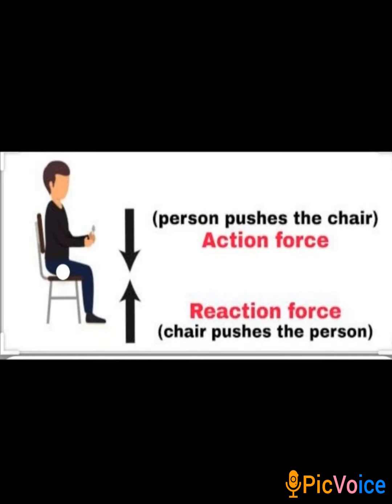Another example is, when we sit on a chair, our body exerts a downward force on the chair, and the chair also exerts an upward force. That's why we can sit. If the chair hadn't exerted a force, the chair would collapse and we would fall down.